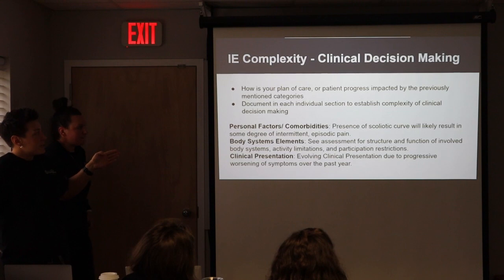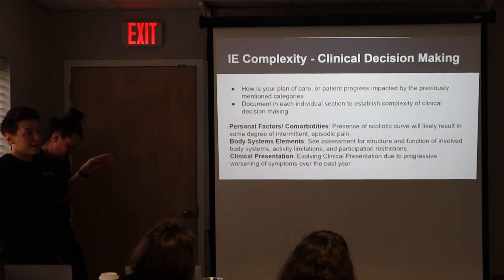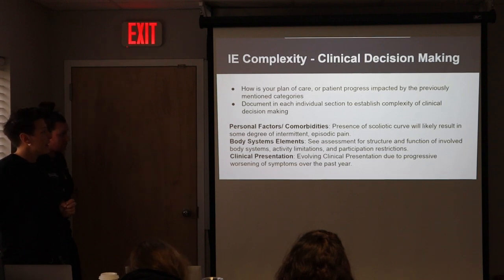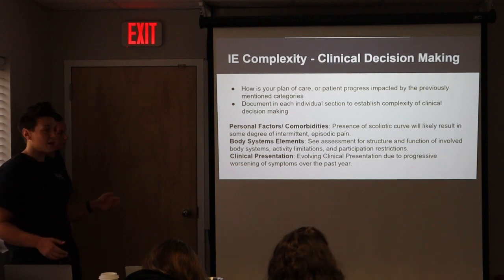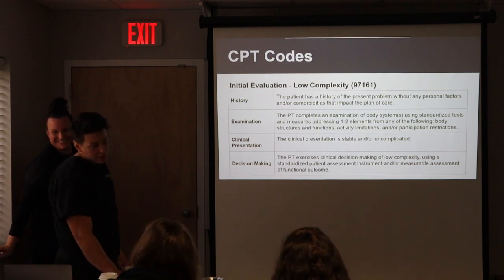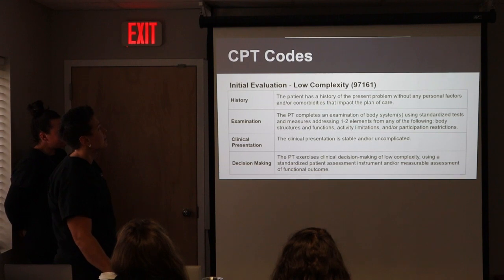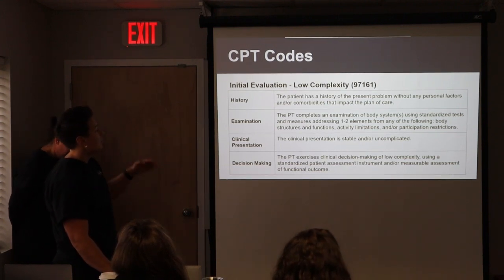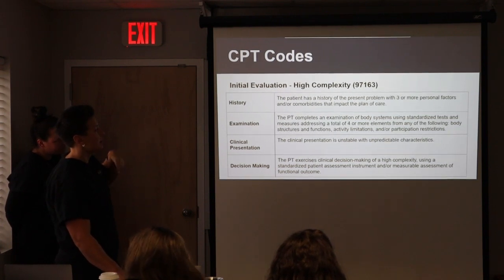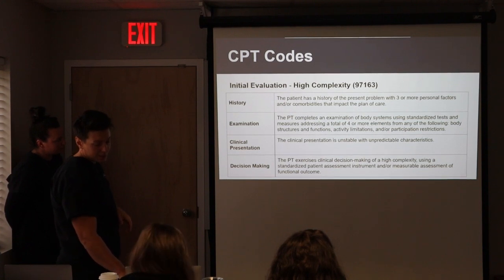So the person has scoliosis, probably going to continue to have episodic pain that isn't really predictable. So that's going to impact our progress. See the assessment for all the other stuff. And then this person has had some baseline level of pain that has been progressively worsening over the past year. So that's showing that the clinical presentation is evolving. And then this is just each code 97161, what each piece has to hit in order to hit low complexity, moderate complexity, high complexity. How many categories from each section.